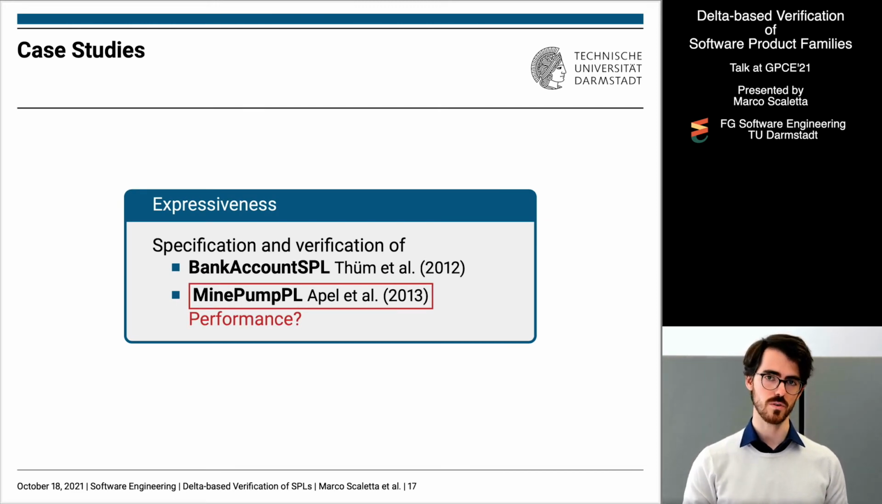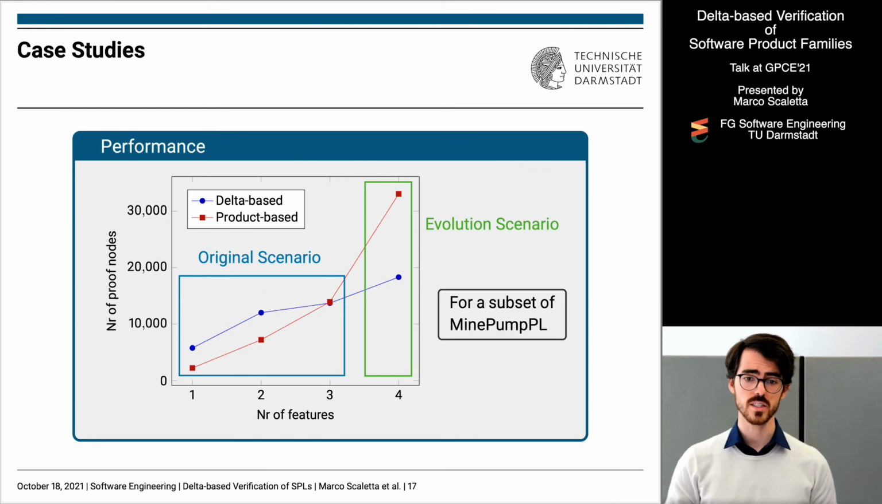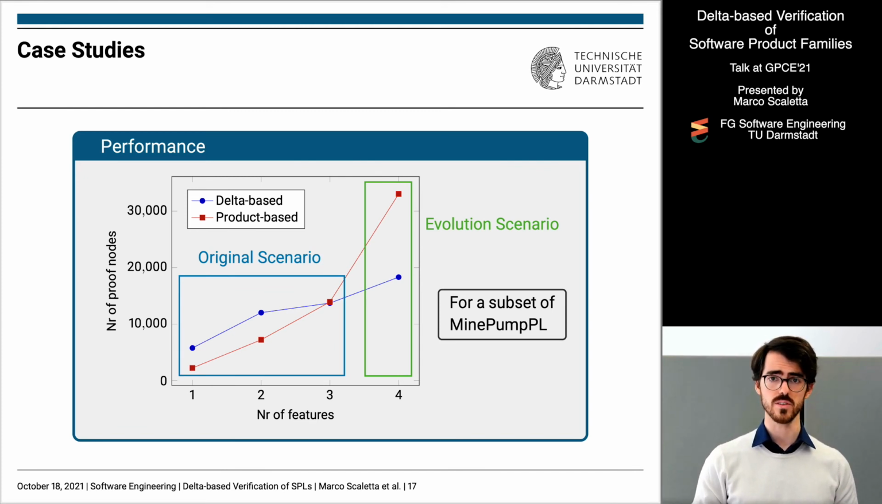So we want to know what the performances are, and to do so we consider a subset of the mine pump in order to compare our approach, the delta-based approach, and the product-based approach. As you can see from this slide, in an original scenario in which we consider three methods, our approach is comparable to the product-based one. But if we consider an evolution scenario, by adding a single feature, by adding just one method to be verified, then our approach is way more efficient because we only have to verify the new delta, the new method, while the product-based approach has to generate each possible variant. In this way, we can see that our approach has way less cost than the product-based one.